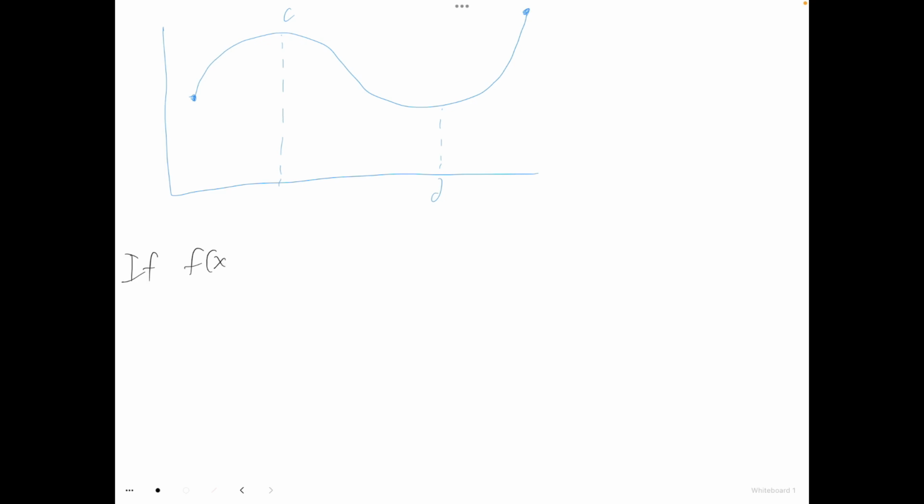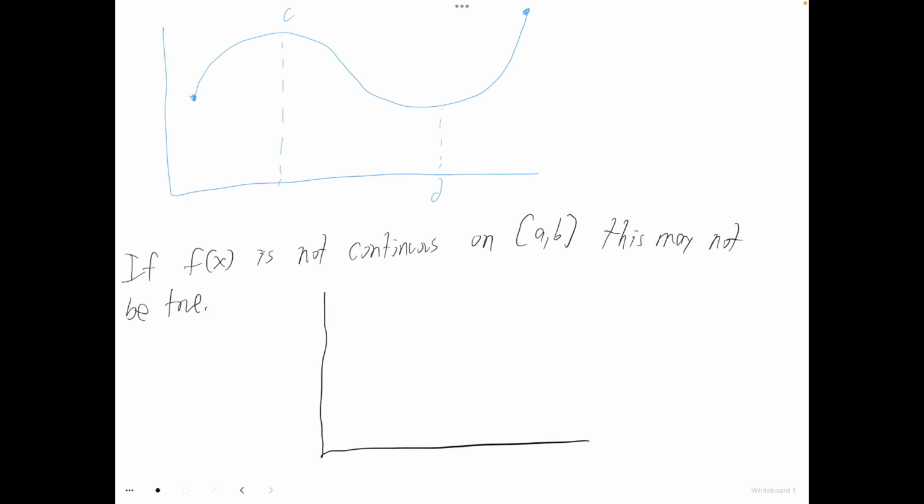So if f of x is not continuous on a closed interval a to b, this may not be true. And so, for instance, we could have the following setup, where we have this function right here, and this function does not have an absolute maximum, because we have a hole where its absolute maximum would have occurred. But this function is not continuous on the interval from a to b, and so because of that, the extreme value theorem does not apply.